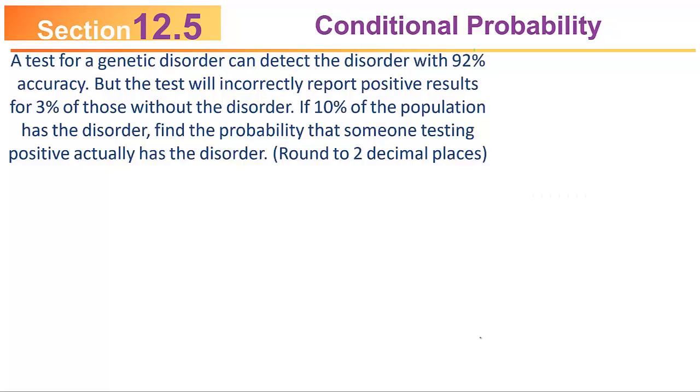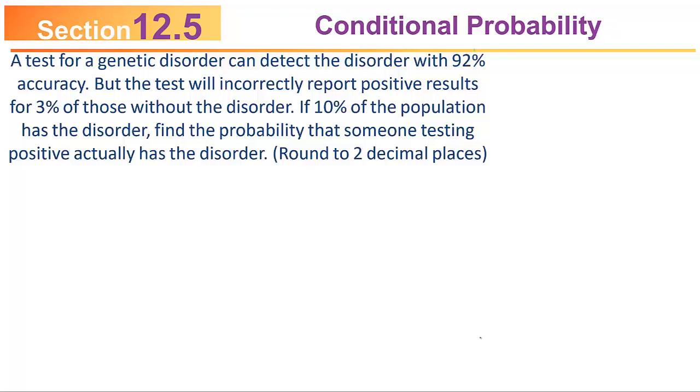A test for a genetic disorder can detect the disorder with 92% accuracy, but the test will incorrectly report positive results for 3% of those without the disorder. Those are called false positives. If 10% of the population has the disorder, find the probability that someone testing positive actually has the disorder, and round that answer to 2 decimal places.